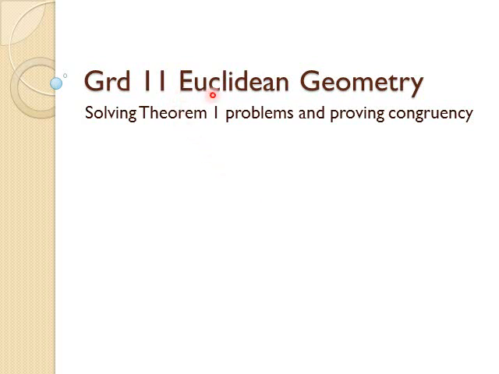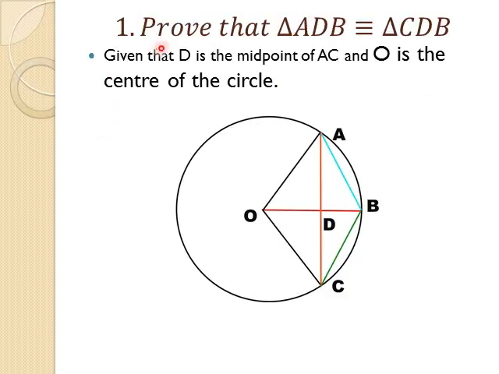Hello and welcome. Now, the second way we test theorem 1 problems is where we have to use theorem 1 in conjunction with proving congruency, right? So, prove that triangle ADB is congruent to triangle CDB. So they want ADB to be congruent to CDB, right?